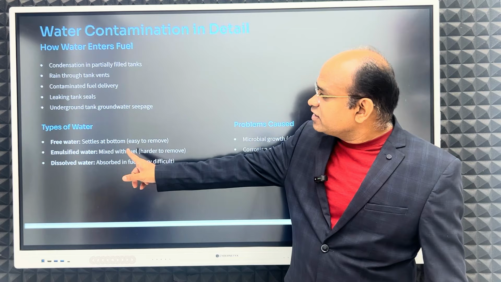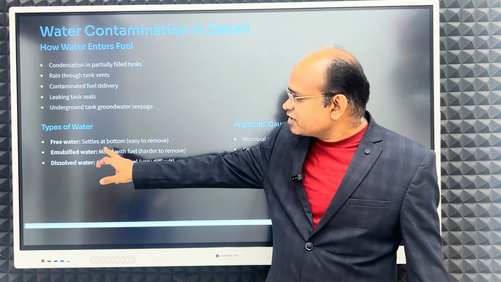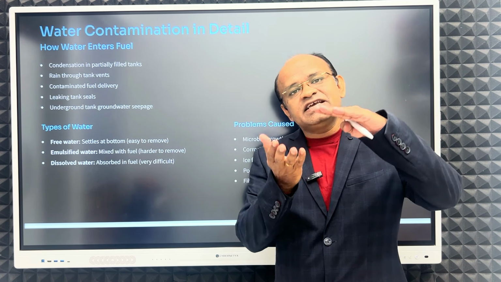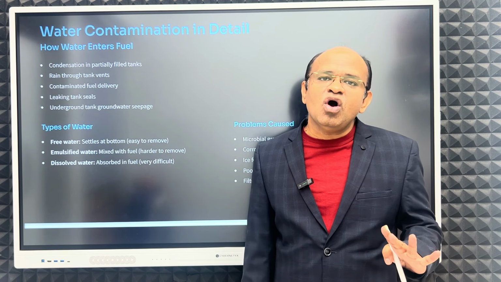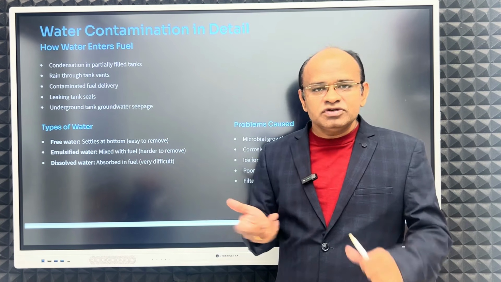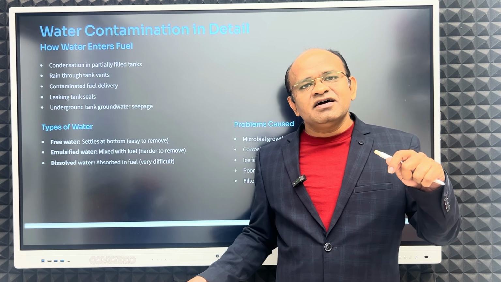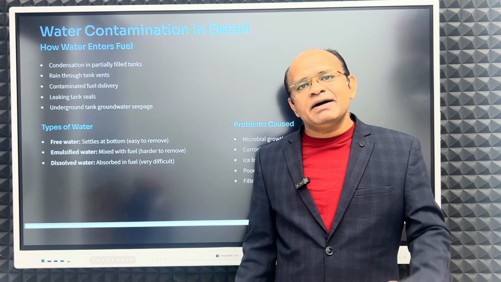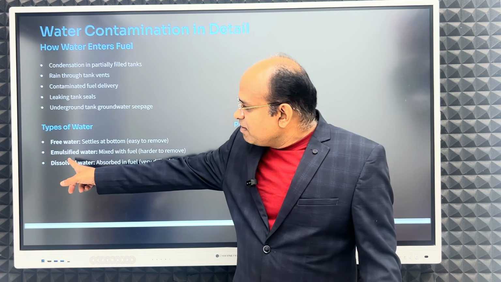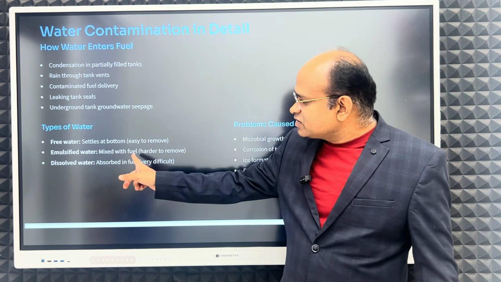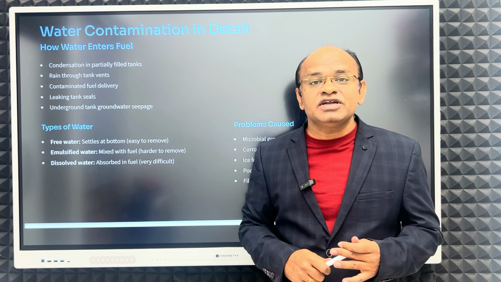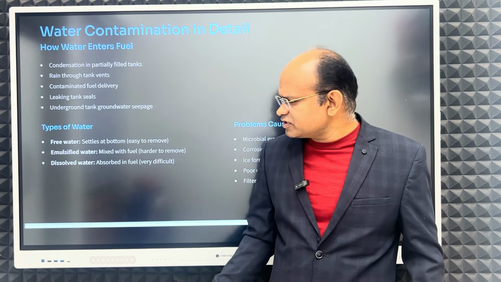Then types of water. Free water settles at the bottom. If it is free water, it is heavier than any oil or diesel, so it will settle at the bottom. Easy to remove, just remove the water removal cap, we'll see, and it can be removed. Then emulsified water mixed with fuel, harder to remove. If it is mixed with fuel, it is very hard to remove. We will see the process.